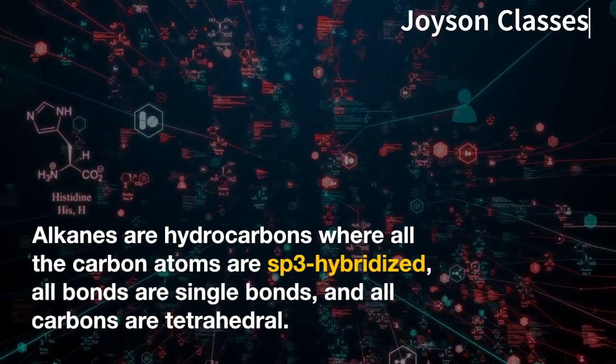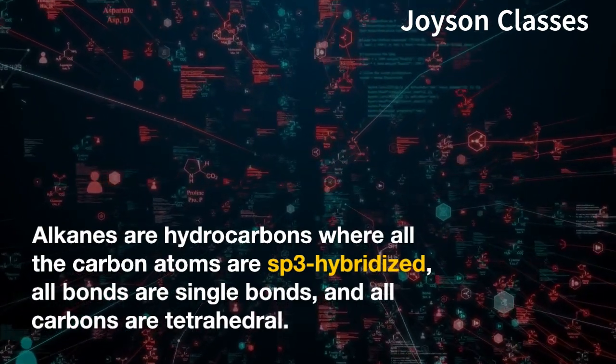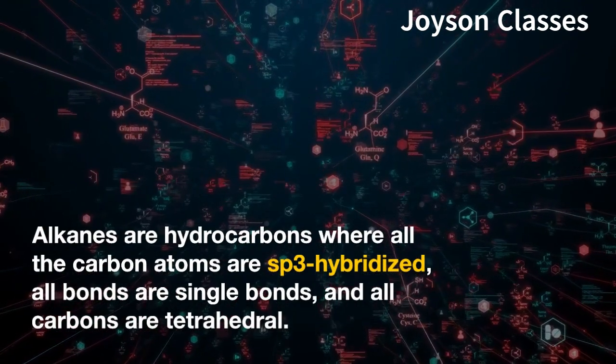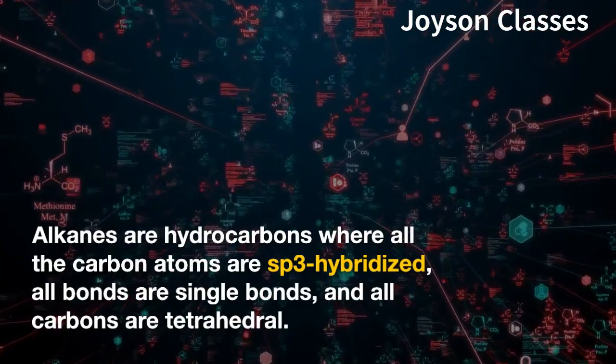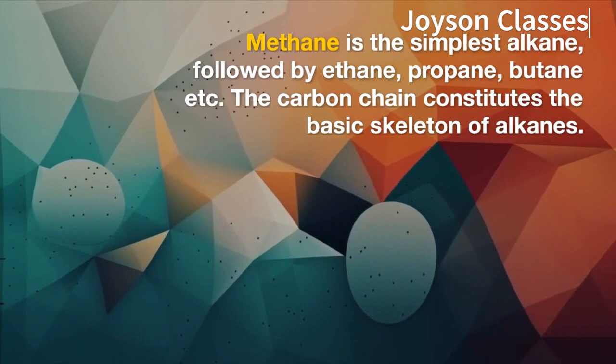Alkanes and sp3 hybridization of carbon. Alkanes are hydrocarbons where all the carbon atoms are sp3 hybridized, all bonds are single bonds, and all carbons are tetrahedral. Methane is the simplest alkane, followed by ethane, propane, butane, etc.